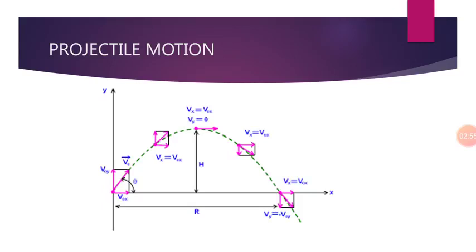The distance between the launching and landing point, or the total horizontal distance which is covered by a projectile, is known as the range R. The time which is required by a projectile from the point at which it is launched to the point at which it reaches its highest point is known as the time of flight, while the time which is required by a projectile to cover its range is known as the total time of flight.